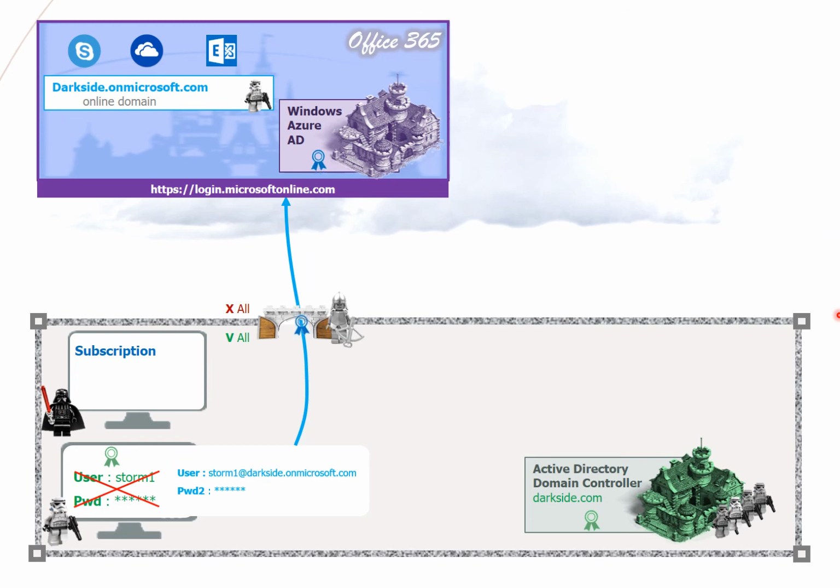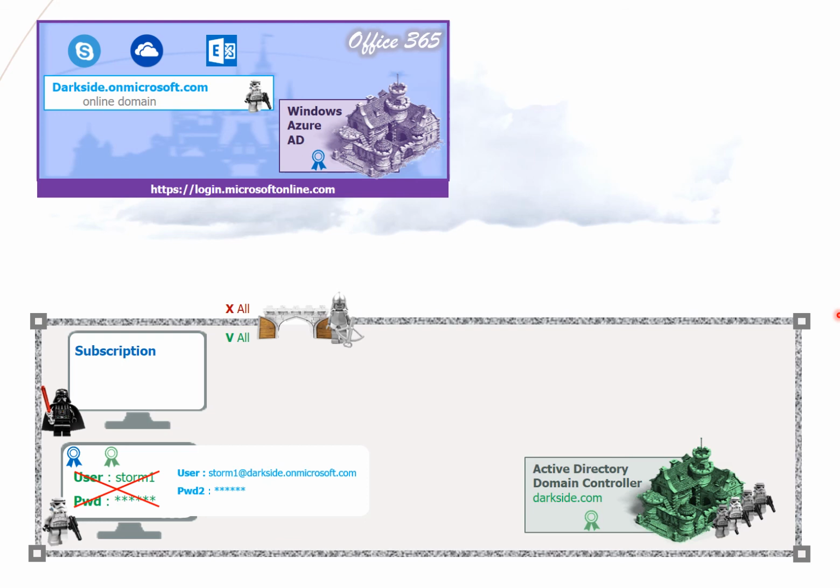So Office 365 recognizes the user and provides a security token that makes him able to access all his services. It's like when you connect to Gmail, for instance. You have your Gmail address, your Gmail password. It has nothing to do with your company credentials. It's your Gmail credentials.